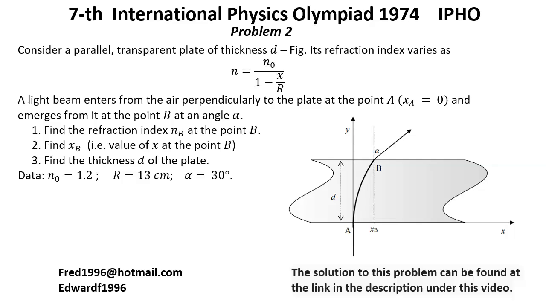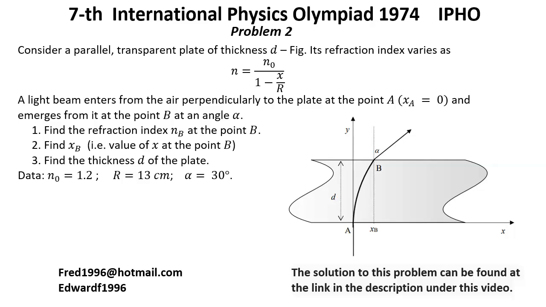Problem number 2. Consider a parallel transparent plate of thickness d. Its refraction index varies as n equals n0 over 1 minus x over r. A light beam enters from the air perpendicularly to the plate at the point A, xa equals 0, and emerges from it at the point B at an angle alpha.